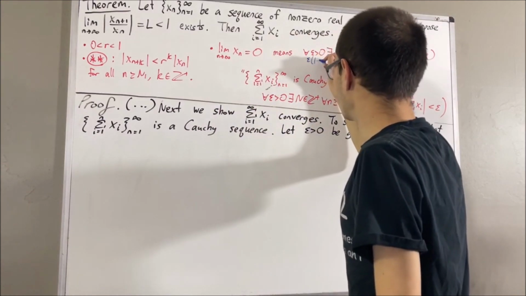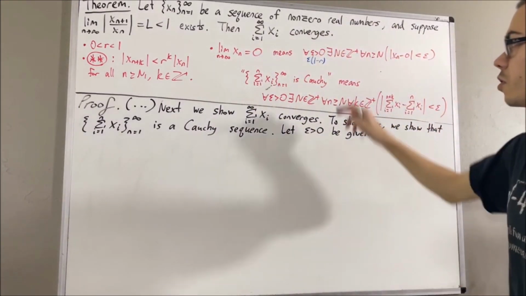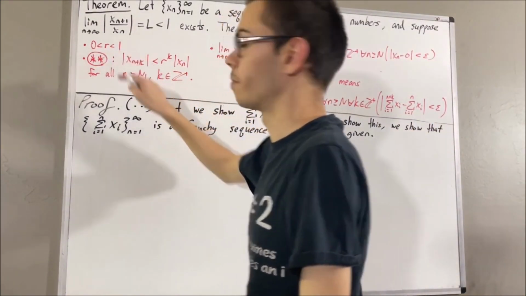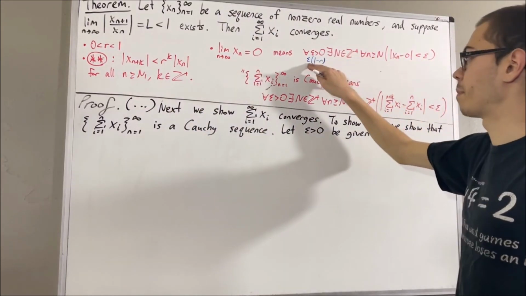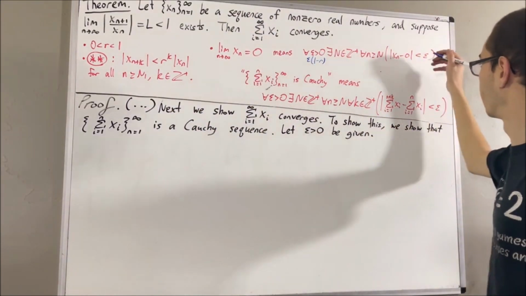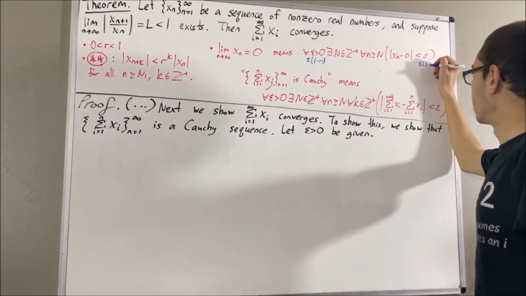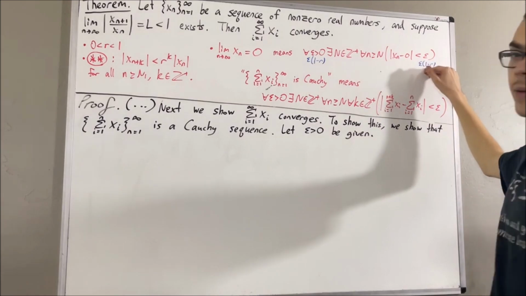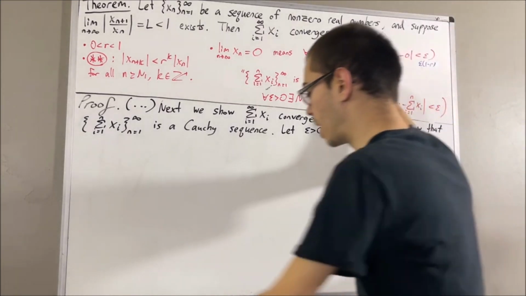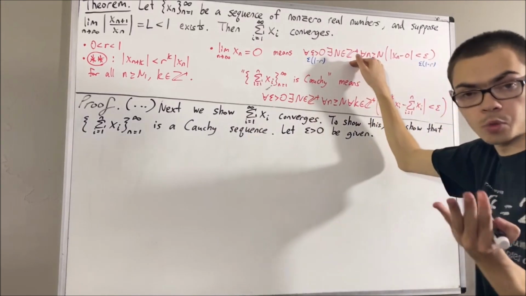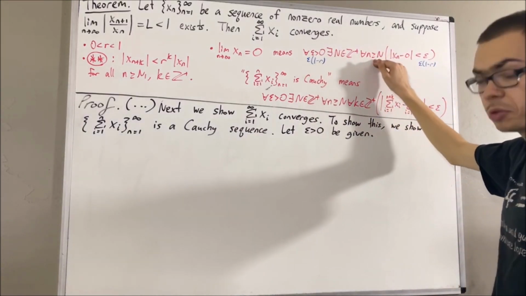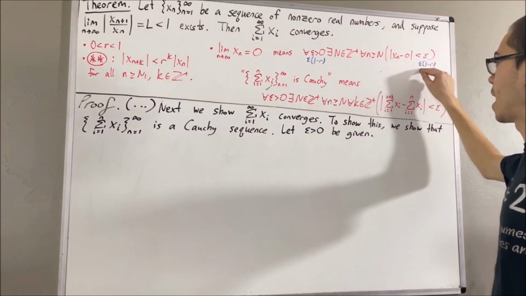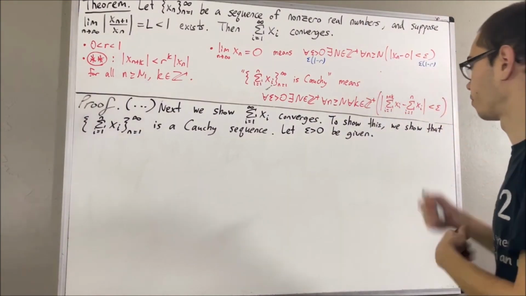So epsilon times 1 minus r. Because, of course, 1 minus r is a positive number because we know r lies between 0 and 1. So this statement must work for epsilon times 1 minus r. Taking epsilon to be epsilon times 1 minus r, we have that this statement is true. So there exists a positive integer, I'll call it capital N3, such that for all n greater than or equal to capital N3, the absolute value of xn minus 0 is less than epsilon times 1 minus r.